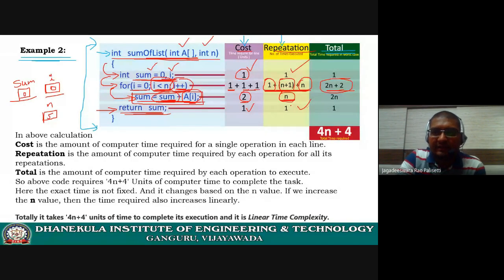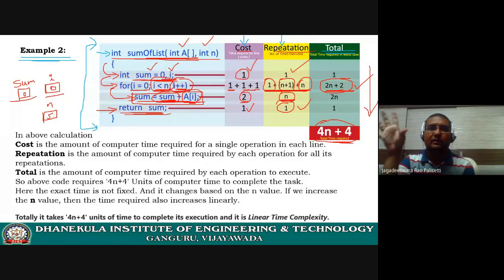So let me complete this example. For this statement, it will take 1 unit of time. Now what we have to do is perform these types of calculations. 1 plus n plus 1 plus n, make it 2n plus 2. Then find the summation of all those things. After performing the summation, 4n plus 4 is the total time required to complete the execution of this particular program. This is the way we identify the time complexity.